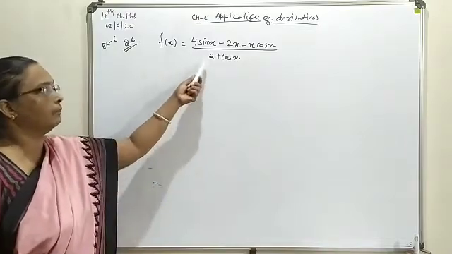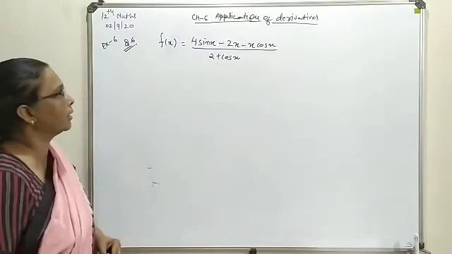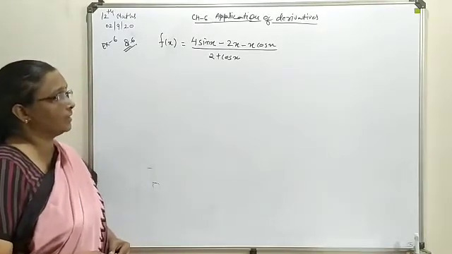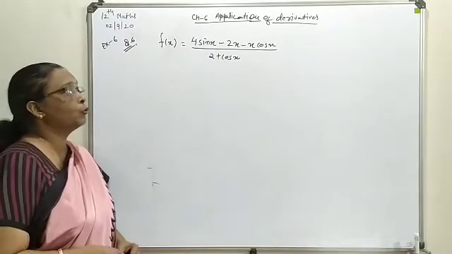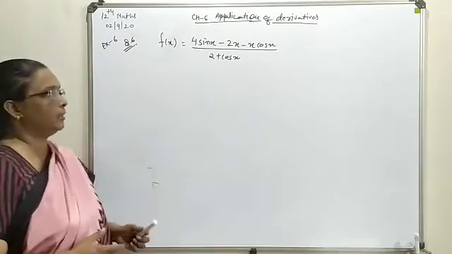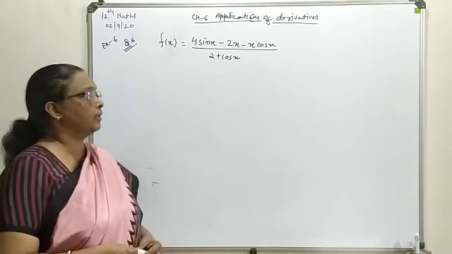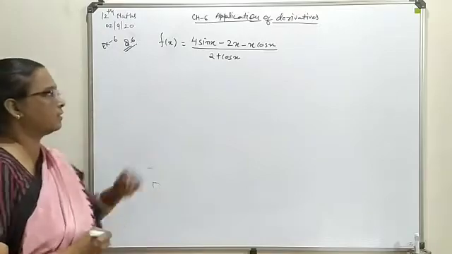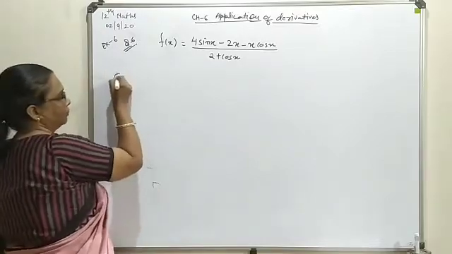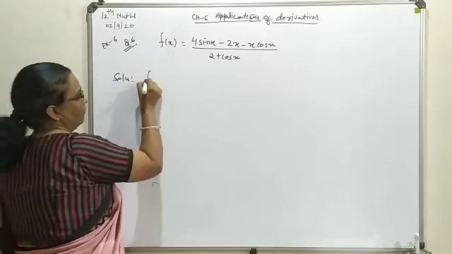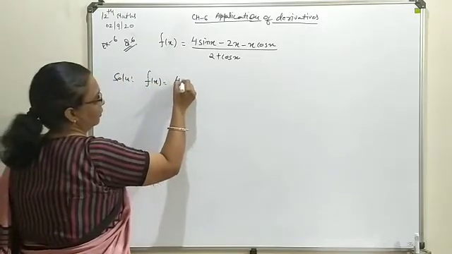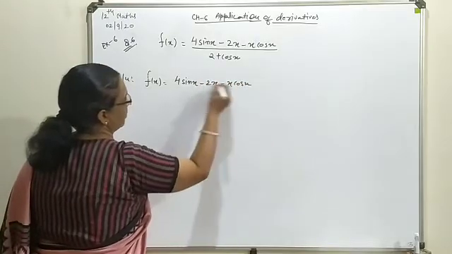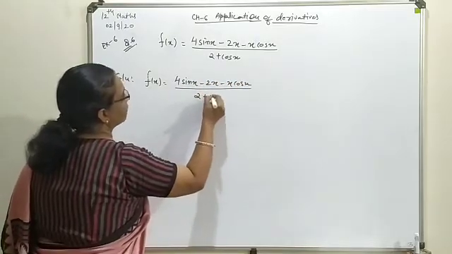Here is the question. Your function is given with this combination in which the numerator contains the expression 4 sin x minus 2x minus x cos x, whole divided by 2 plus cos x. First of all, let's try to understand what the function is and make a short form of the given question. So f(x) is 4 sin x minus 2x minus x cos x upon 2 plus cos x.